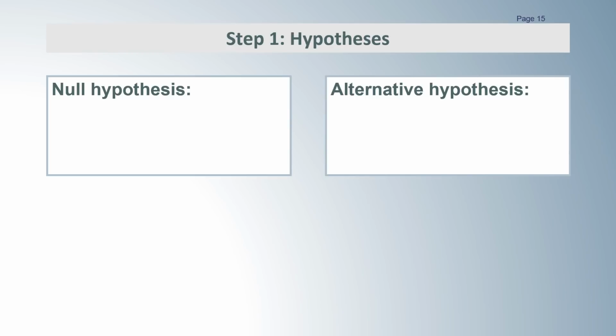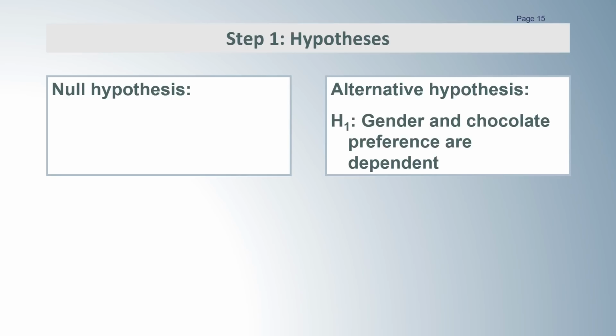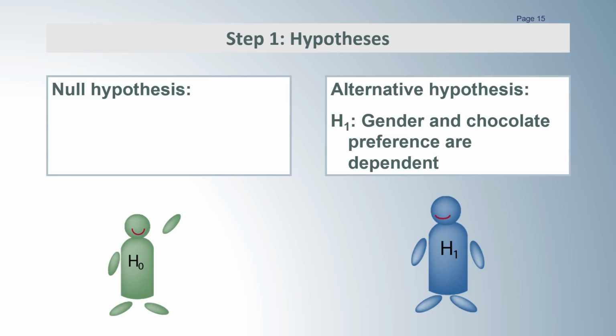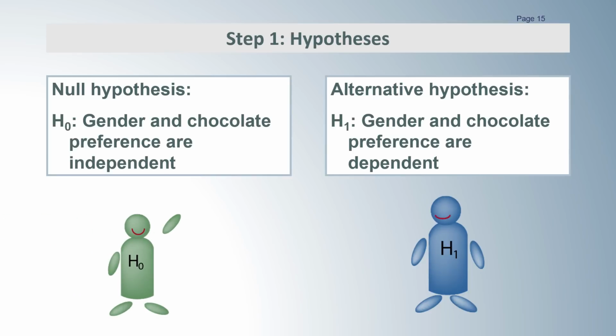Step 1. Work out the hypotheses. I usually work out what the alternative hypothesis is first. In this case, it is that gender and chocolate preference are dependent. There is a relationship between gender and chocolate preference. The null hypothesis is the opposite. It is that there is no relationship. Gender and chocolate preference are independent.